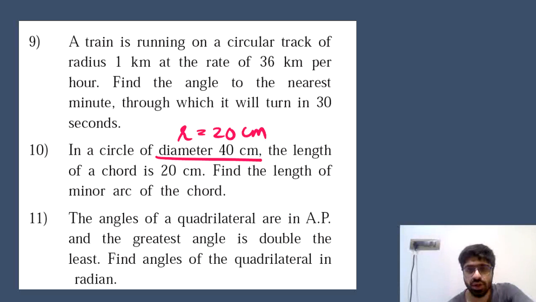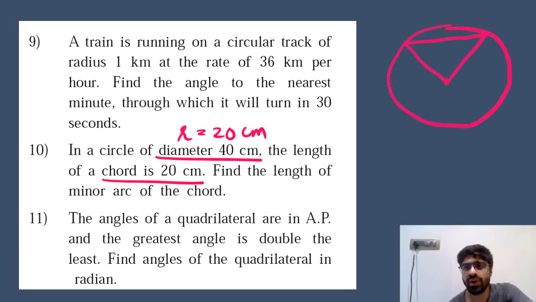The length of chord is 20 centimeters. Find the length of minor arc of the chord. So that's the circle, and the length of a chord is 20, and the radius is also 20. So if this is 20, 20, and this is also 20, you need to understand that it's an equilateral triangle, and the angle at the center would be 60 degrees.